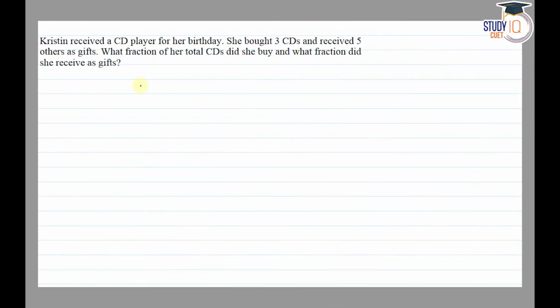Hello everyone, this question appears in Class 6 NCERT chapter of fractions. This is 11th question of its exercise 7.1.